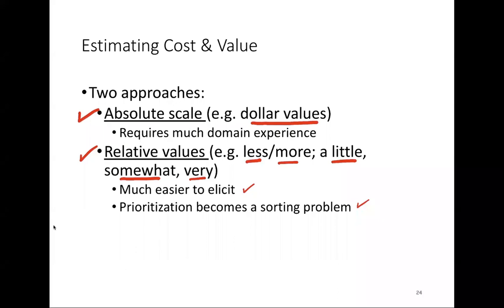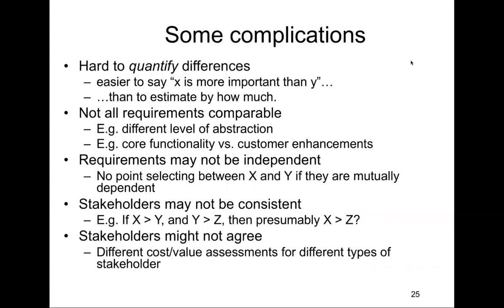The reason why we use relative values is that for the absolute scale method, when we have direct contact with the stakeholders, it might be very hard to quantify differences. These complications come with the absolute method of calculating the cost and the value. That's why we're moving to relative calculations, because it might be hard to quantify the differences between requirements.